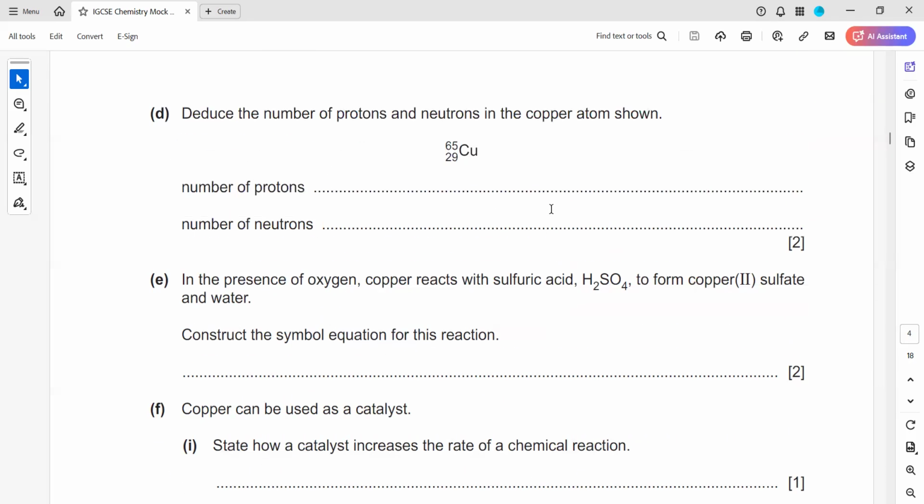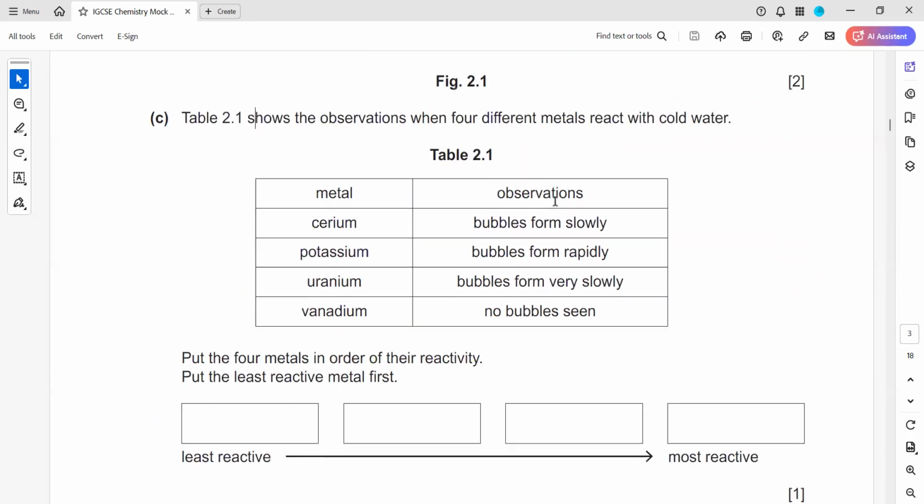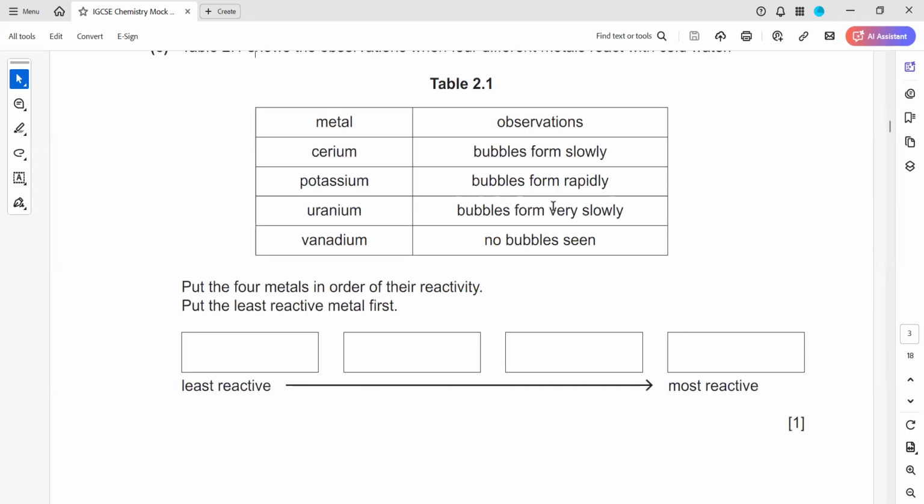This is question 2, part D, part E. No, the graph is at the end.